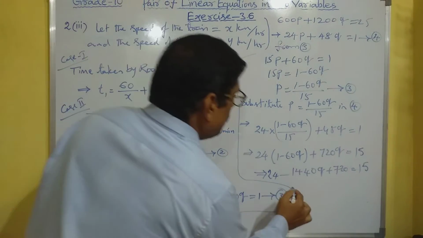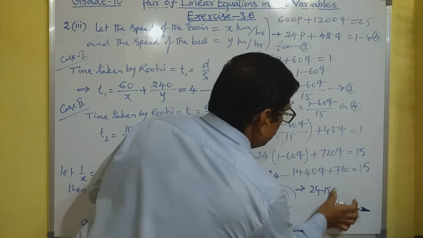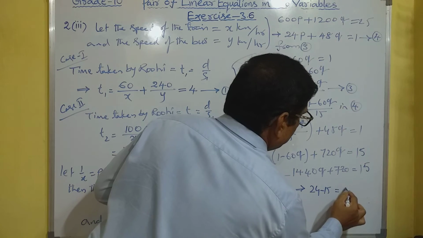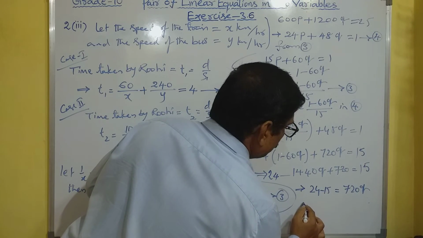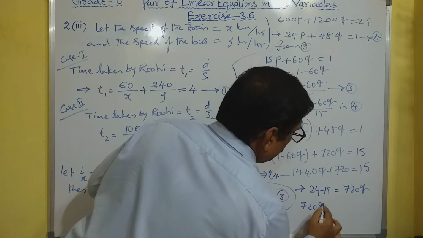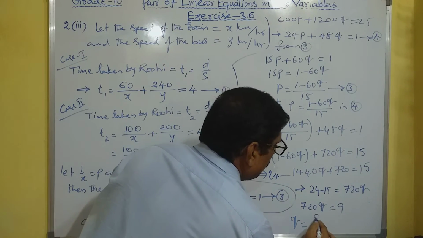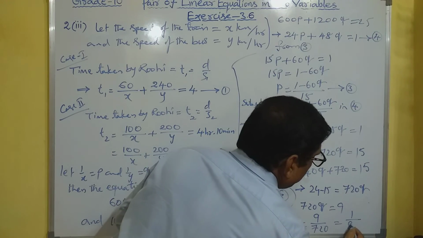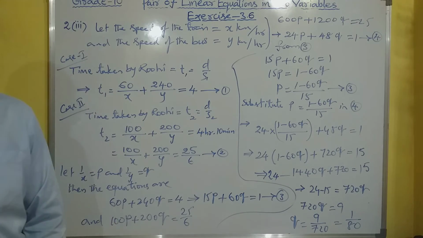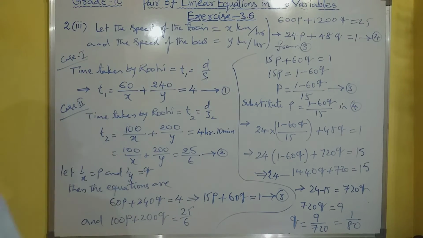Now see, 24 minus 15 is equal to 720q. So 9 is equal to 720q. Then q is equal to 9 by 720. Then we get 1 by 80. Okay. You copy up to this. We will continue the problem.